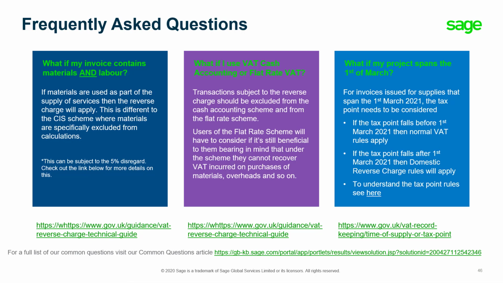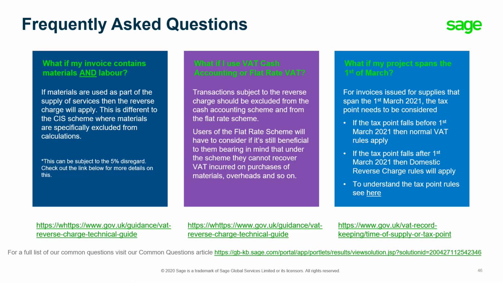So the first question we've got there is, what if my invoice contains materials and labour? If the materials are used as part of the supply of services, then the reverse charge will still apply. And we showed that in our examples today. What if I use VAT cash accounting or flat rate VAT? Transactions subject to reverse charge are actually excluded from these schemes. Also, if you're using flat rate, you may need to consider whether it's still beneficial to remain on a flat rate scheme.